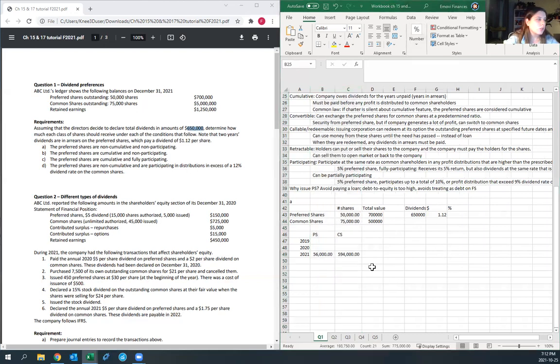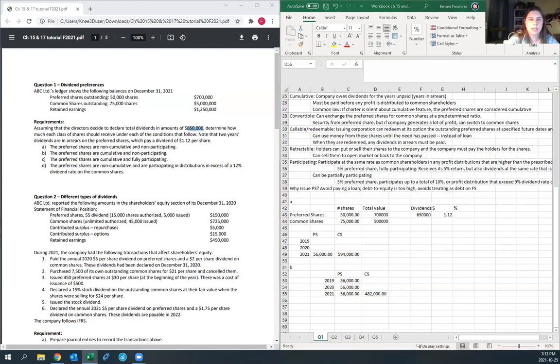All right. So for B, now they're cumulative and non-participating. So I'm just going to copy this here. What that means is that you're going to calculate the dividends for 2019, 2020, 2021, and then you're going to attribute the rest to the common shareholders. So it's just the same amount as earlier. So the 1.12 times 50,000 for 3 years. And then common shareholders get 650,000 minus this 2019, 2020, and 2021. So $482.